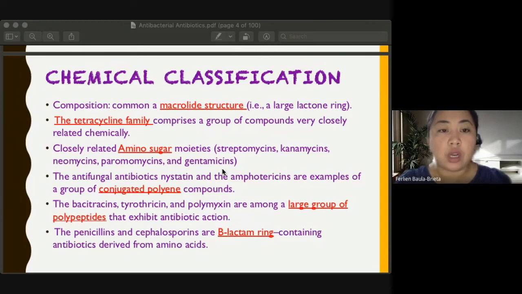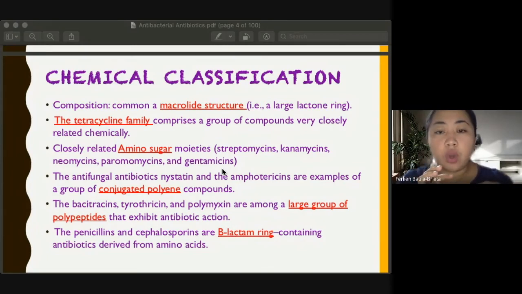These are amines that are glycosidically linked together, so they are called amino sugar moieties. These are the pharmacophores, or the central structure, of streptomycin, kanamycin, neomycin, paromomycin, and gentamicins. And also, we have conjugated polyene compounds. These are very big structures, but these are antifungals.